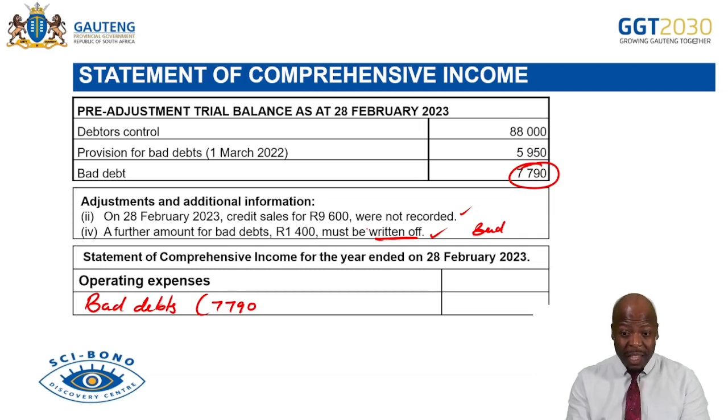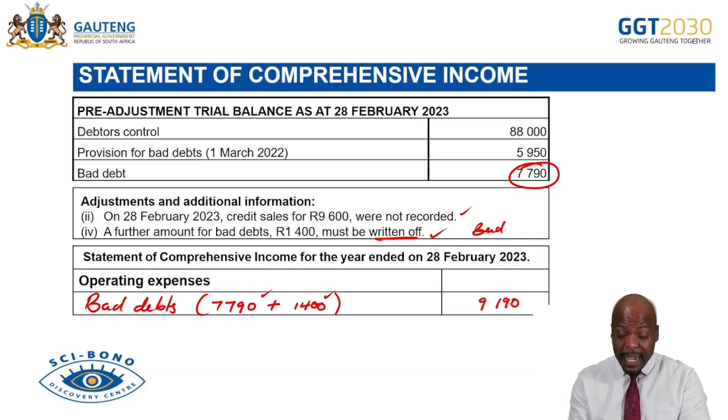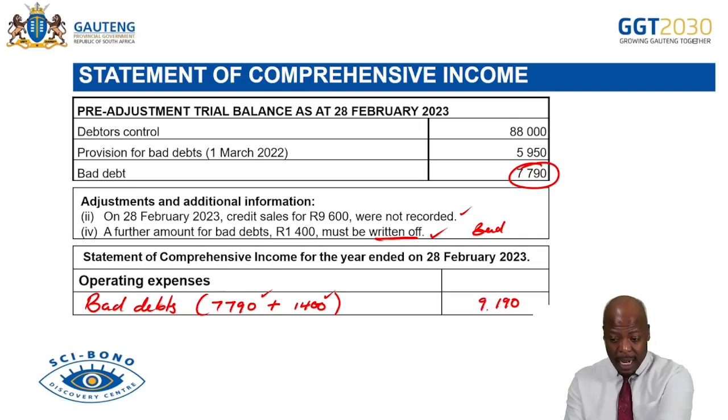How much? 1,400. So I'm going to come here and say plus 1,400, a further bad debt. All right? Then I know that I can close this bracket now, because I now have my total bad debts, which is, calculators ready please, 7,790 plus the 1,400. How much does that give you? That gives you 9,190. This is our bad debts in the statement of comprehensive income.